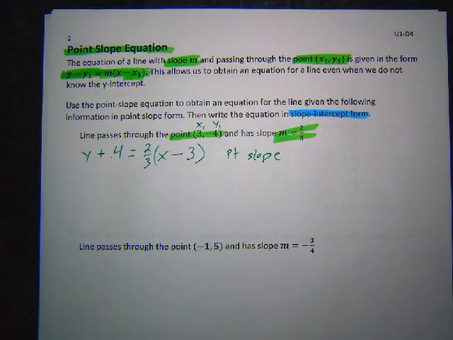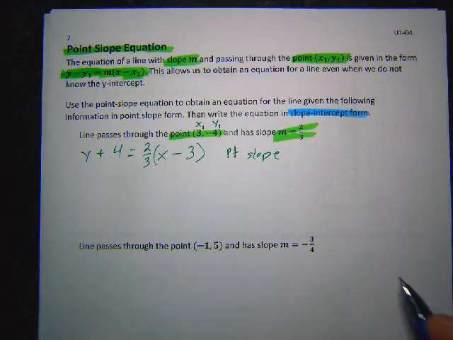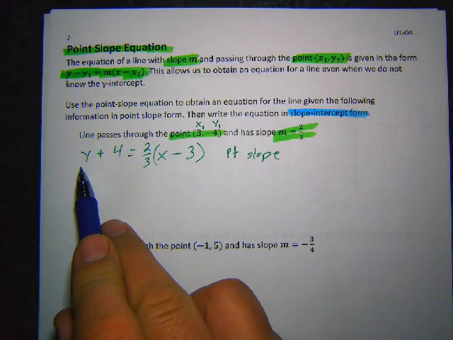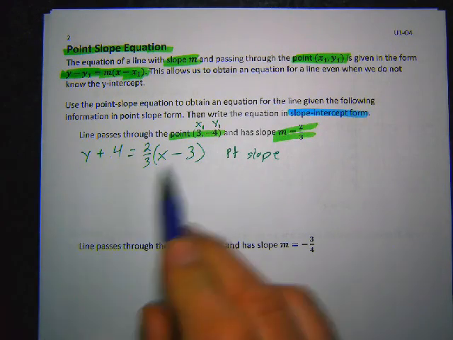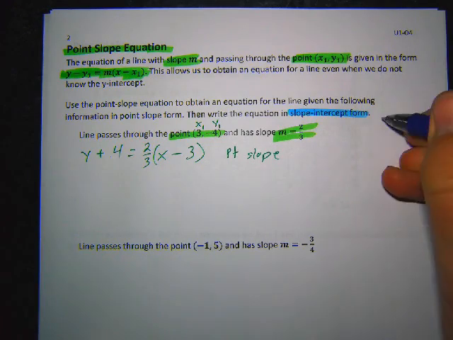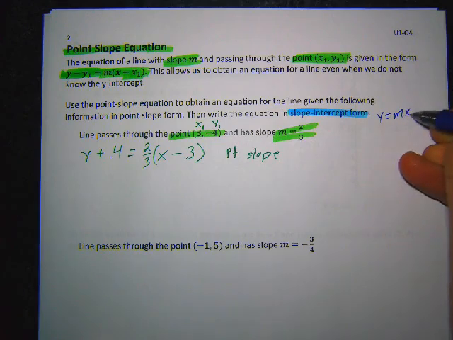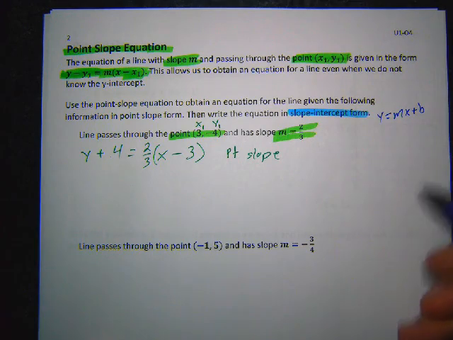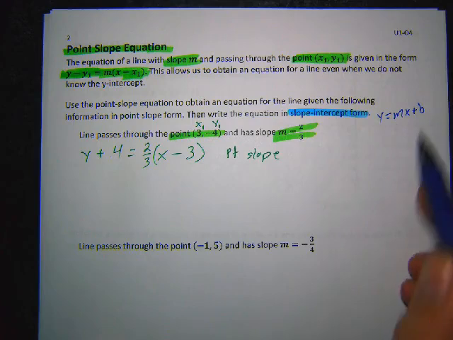And the nice thing is all you have to do to get slope intercept form is get the y by itself. So we want y equals, and get rid of the parentheses, because we don't want any parentheses in slope intercept form, right? The slope intercept form, remember, is y equals mx plus b. It doesn't have any parentheses, just an mx plus b, that's it. So that's what we're going to do.